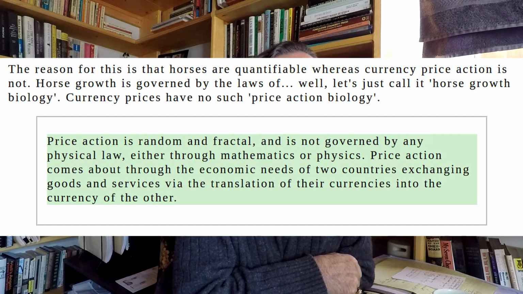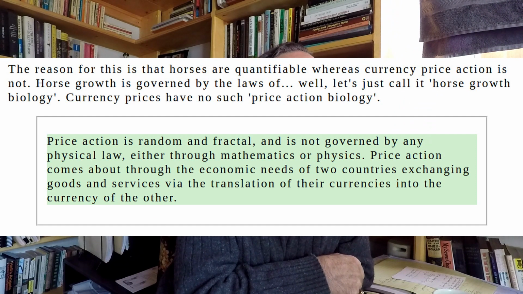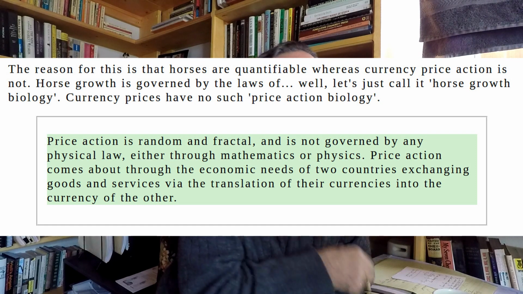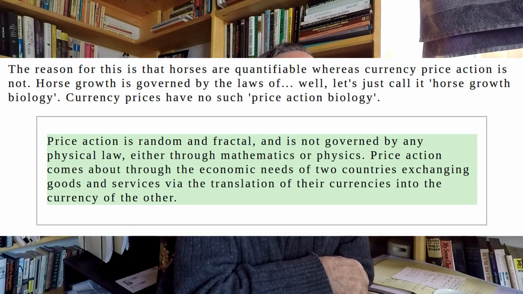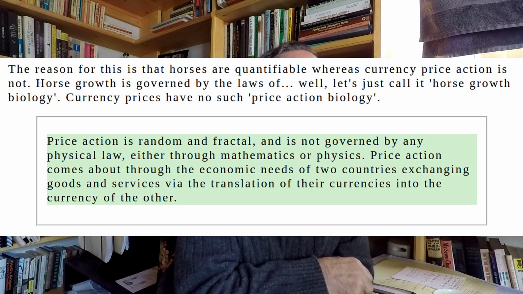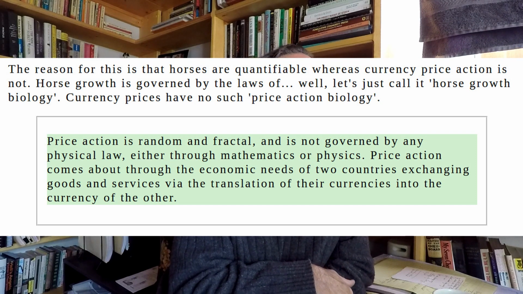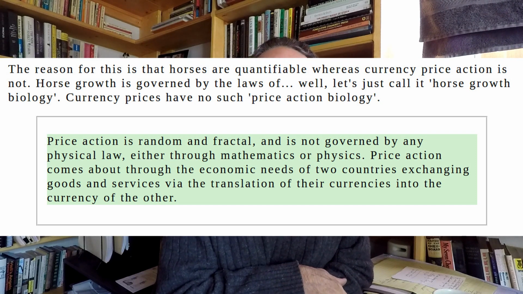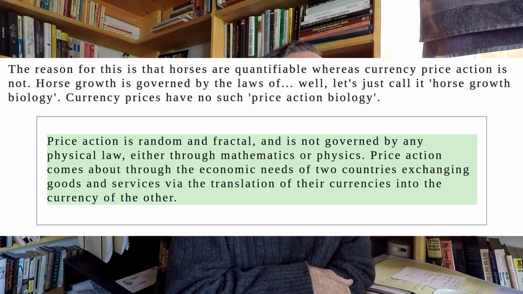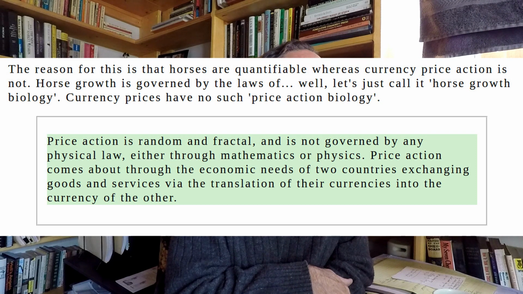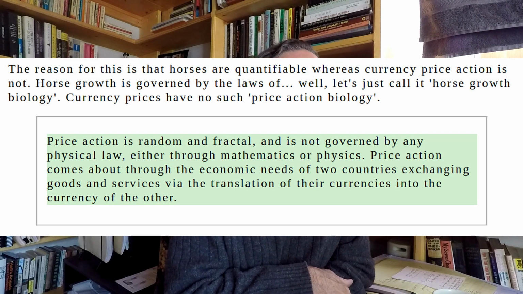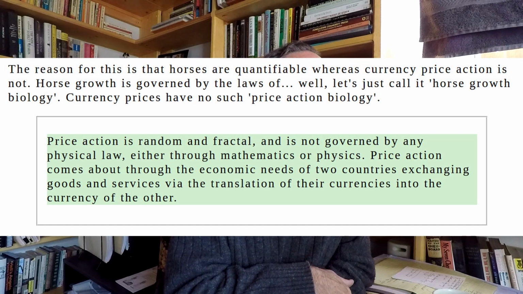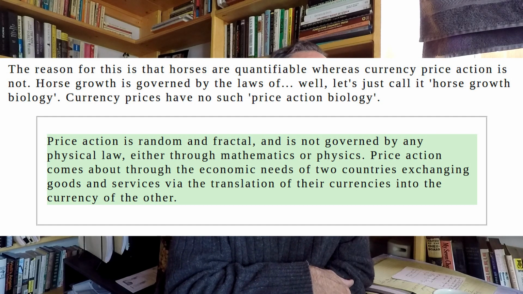As you can see from the graphic on your screen, the reason for this is that horse growth is quantifiable, whereas currency price action is not. Horse growth is governed by the laws of, well, let's just call it horse growth biology. Currency prices have no such biology. Price action is random and fractal and is not governed by any physical law, either through mathematics or physics. Price action comes about through the economic needs of two countries exchanging goods and services via the translation of their currencies into the currency of the other.